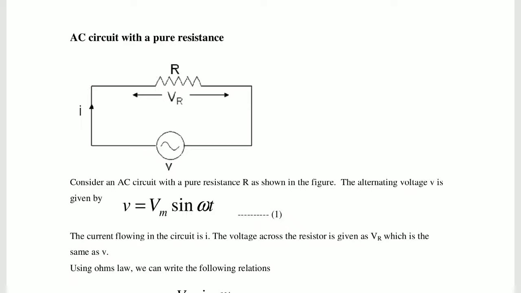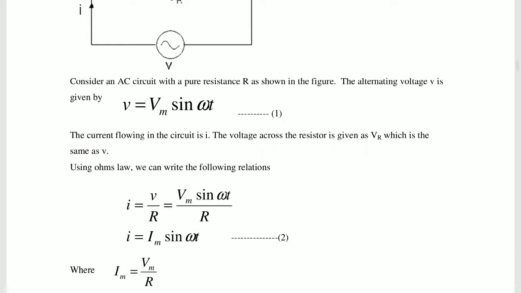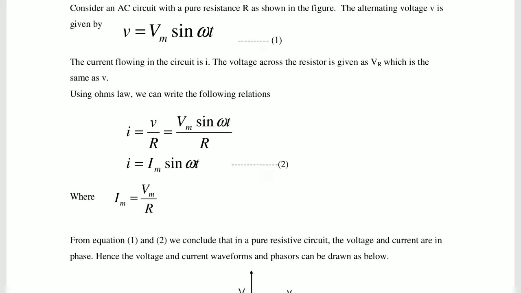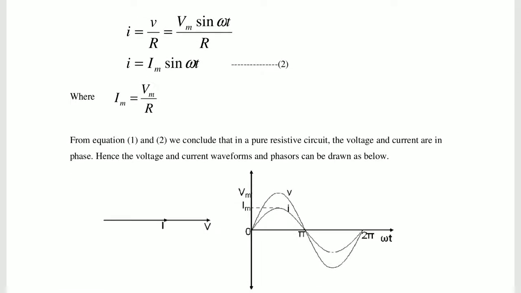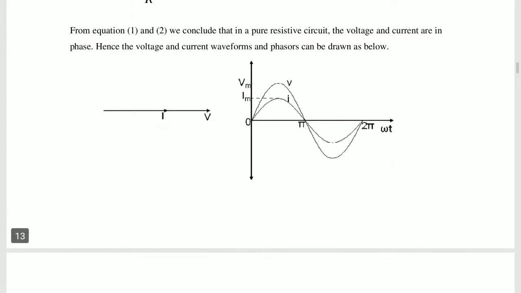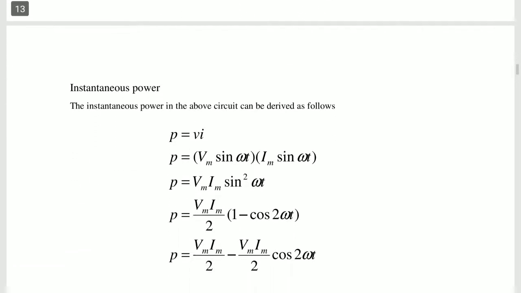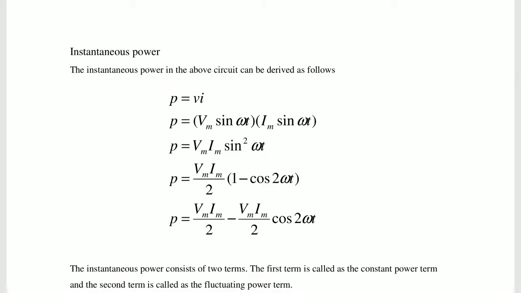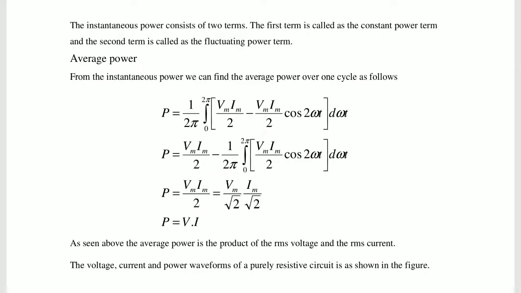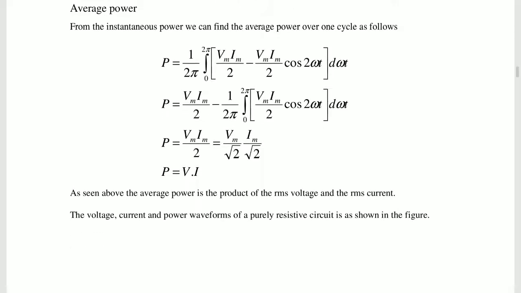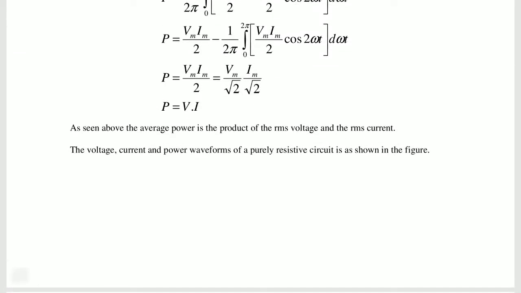Instantaneous voltage is Vm sin omega t, and current is I equal to Im sin omega t. So Im is nothing but Vm by R. Voltage and current both are in phase, and the instantaneous power equation is Vm Im by 2 minus Vm Im by 2 cos 2 omega t. Average power is V RMS into I RMS.